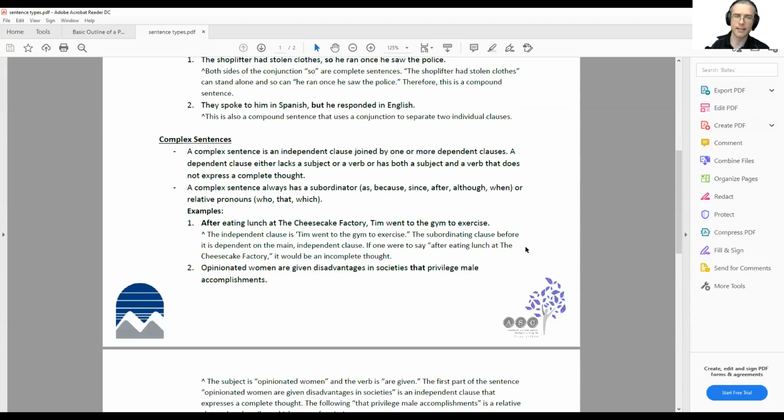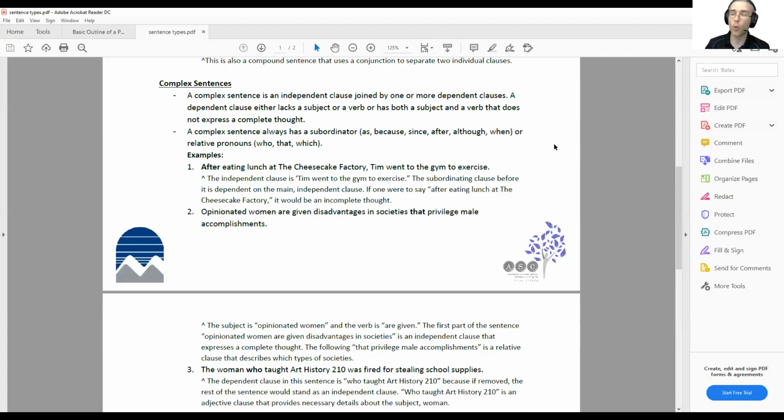A complex sentence is an independent clause joined by one or more dependent clauses. Remember that a dependent clause has a subject and a verb, oftentimes, or it can have both of them, but doesn't express a complete thought, or it's a clause that lacks either a subject or a verb. Usually, you can identify the dependent clause when you notice that it has a subordinator or subordinating conjunction like as, because, since, after, although, or when, or a relative pronoun: who, that, or which. We haven't talked about relative pronouns, but there's a list there for you.